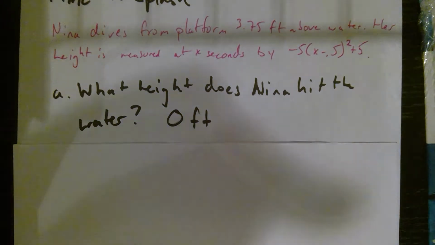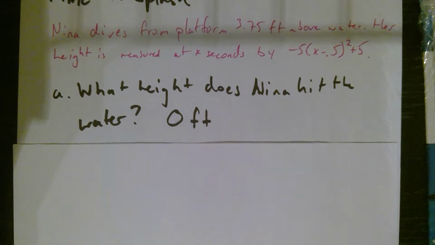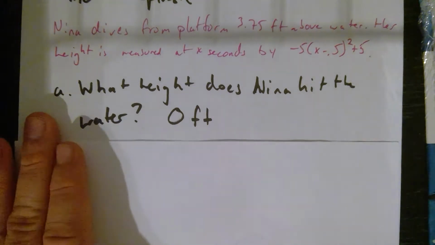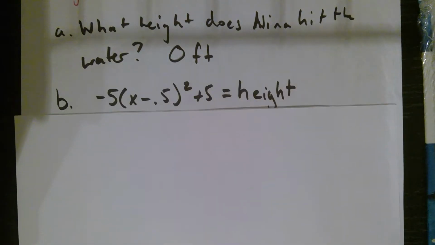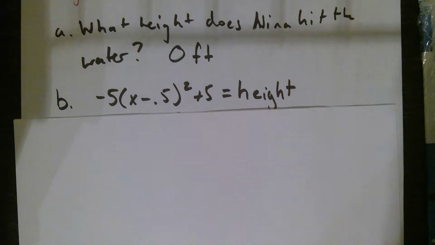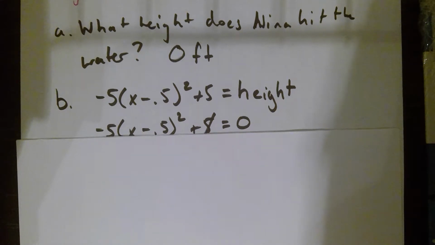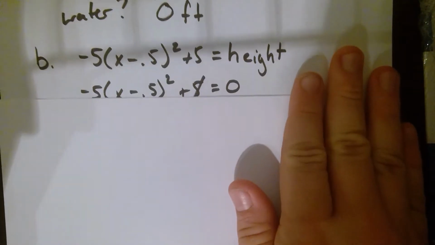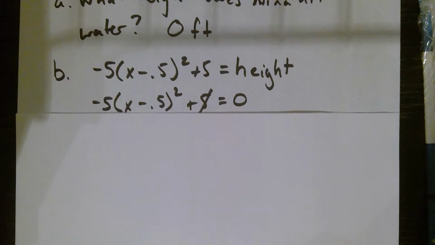All right, so once we see 0 here, we want to start thinking about what does that mean in terms of a quadratic equation. Okay, so next we're asked to write this as an equation. So we know that -5 times (x - 0.5) squared plus 5, that's going to equal the height. And since we know what the height is when Nina hits the water, it's going to be 0. We go ahead and plug that into our equation. So we've already started trying to solve this, because once we set it equal to 0, we can start trying to solve. We're going to go back to what we talked about with solving with square roots.